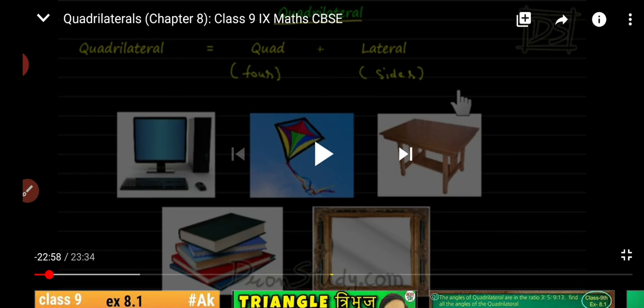And we have learned about quadrilateral. You know what is quadrilateral? We have learned in our previous videos what is quadrilateral, and we have learned about polygon also. So you tell me, what is polygon? A polygon is a closed figure which is made up of straight lines.